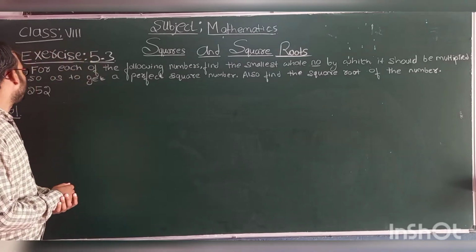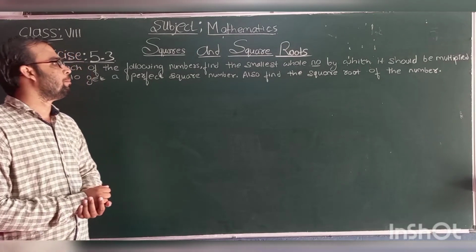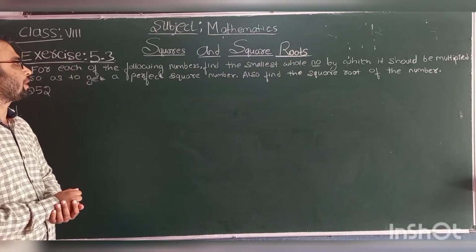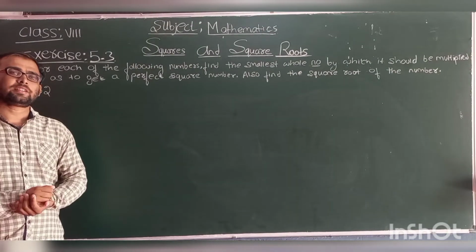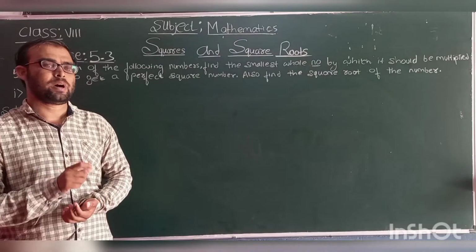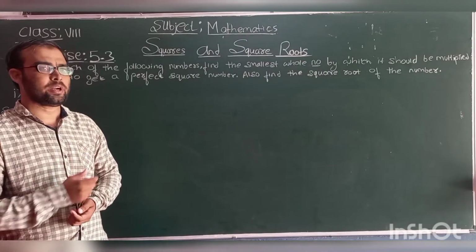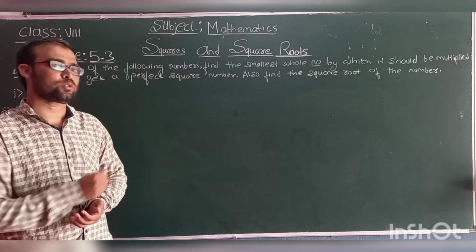Okay, so what they are given: for each of the following numbers, find the smallest whole number by which it should be multiplied to get a perfect square number. Also find the square root of the number. Students, here they have given some numbers and these numbers are not perfect squares. But when we multiply a particular number to this number, then we will get a perfect square, and then we need to find the square root of that number.